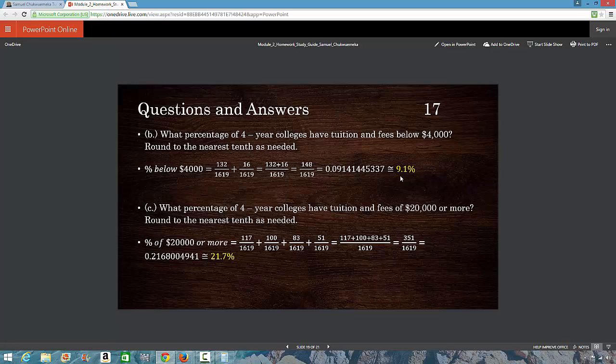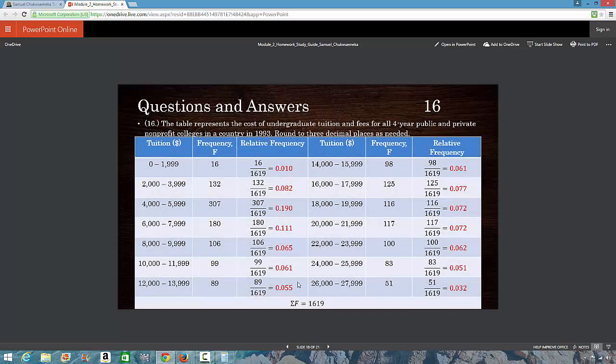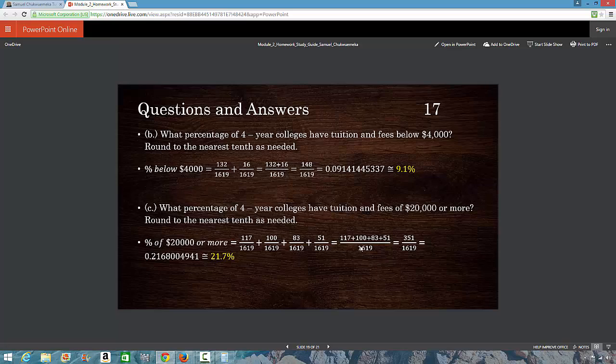Okay? Then, what percentage of four-year colleges have tuition and fees of $20,000 or more? This means that $20,000 is included, or more. So we include this, this, this, and this. Add this plus this plus this plus this, and when you do that, it gives you this. You multiply by 100%, which gives you this. You round to the nearest tenth.